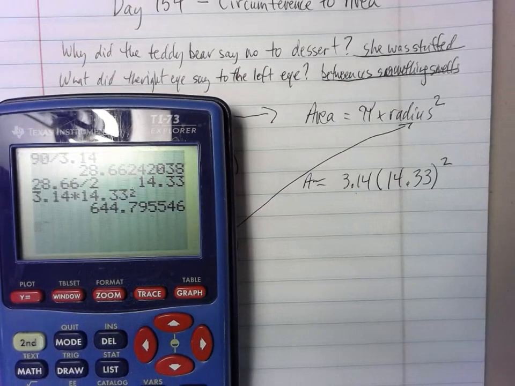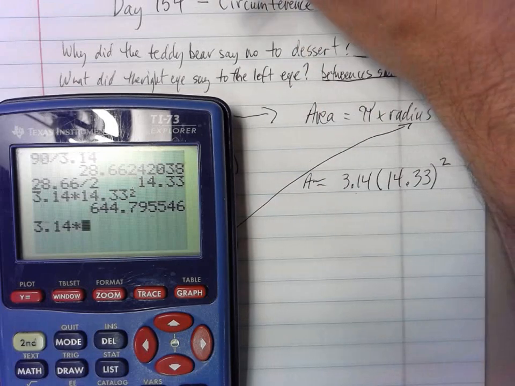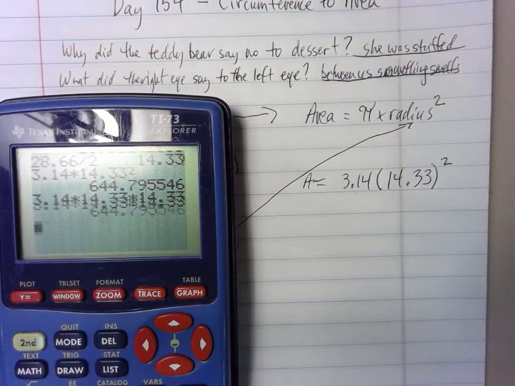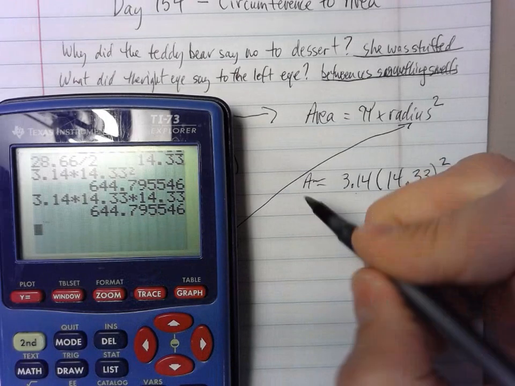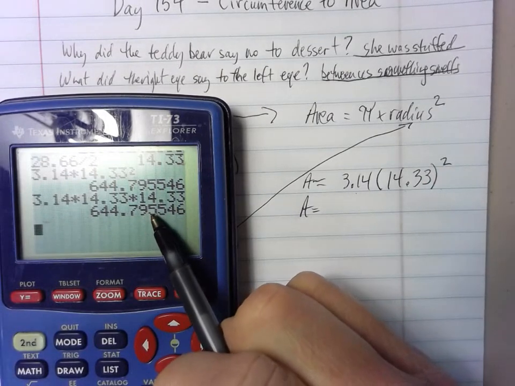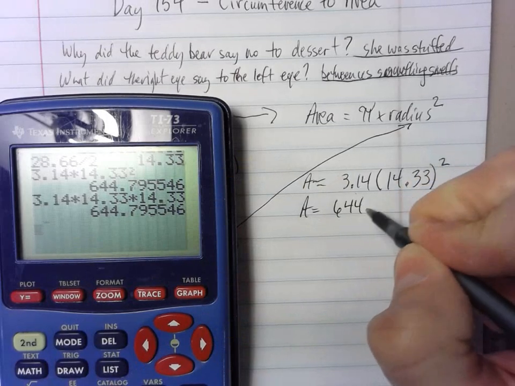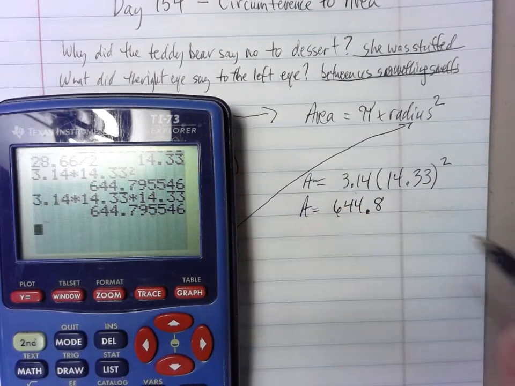And then if you don't have the squared button, you do 3.14 times 14.33 times 14.33. And you can still see that gives us the same answer either way. Okay? So the area, if we go to the nearest hundredths place, instead of 5 there, that's going to round that up. So it's actually going to take it to the tenths place, 644.8. Okay, because there's a 5 there, that would round that 79 up to an 80.